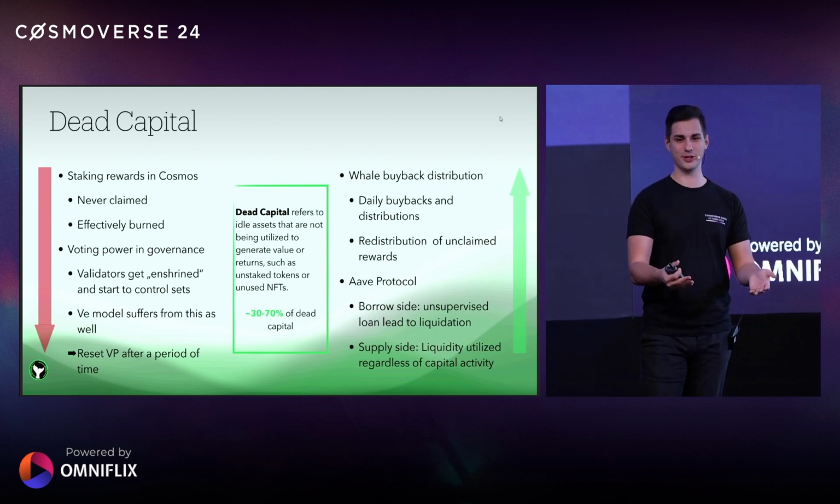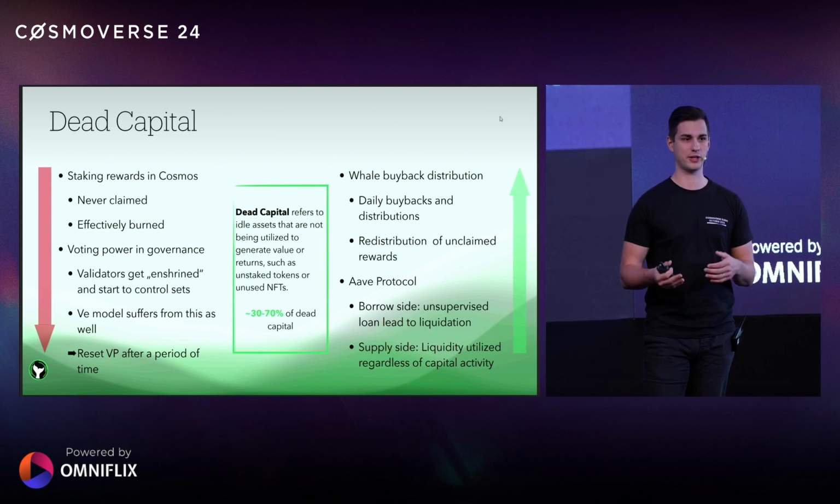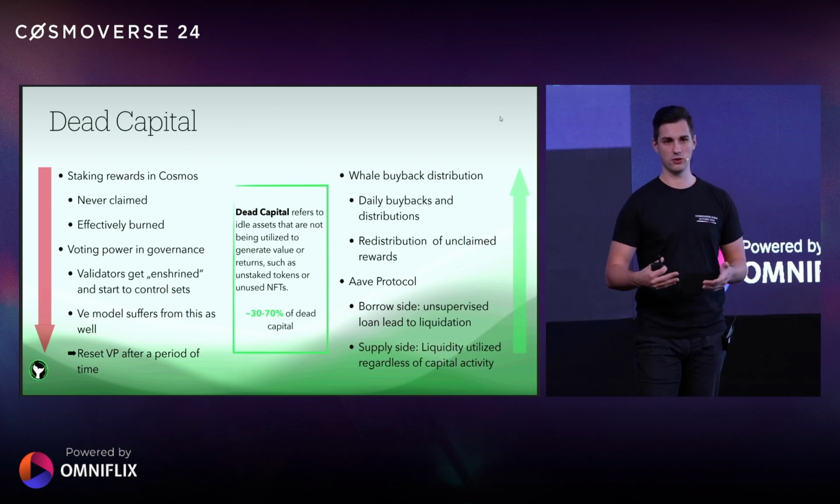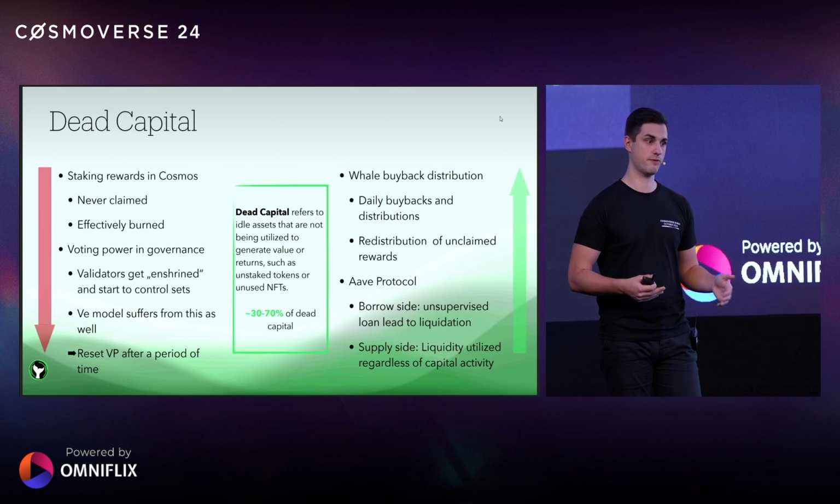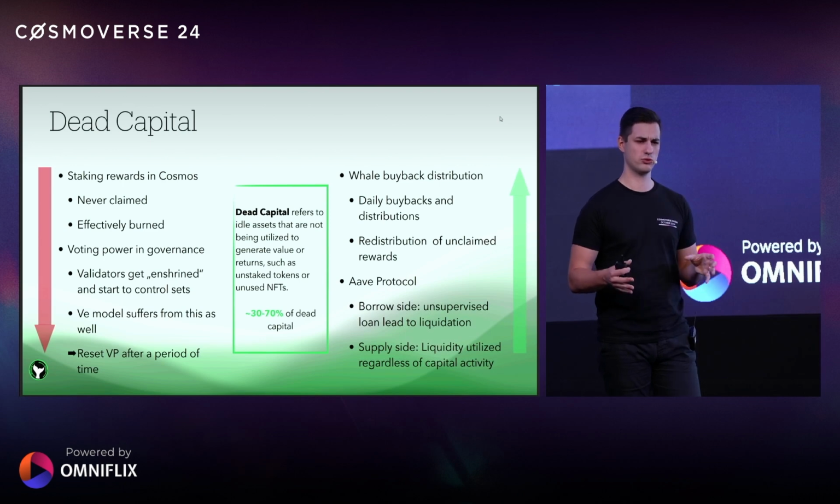And on the supply side, well, it's very simple. Because if you supply the tokens, it doesn't matter if the capital is alive or idle, because the capital is there and the protocol can lend it out. So Aave or lending markets in general tend to have a very, very high utilization rate of that capital, while, for example, staking systems or voting systems tend to really suffer from this.